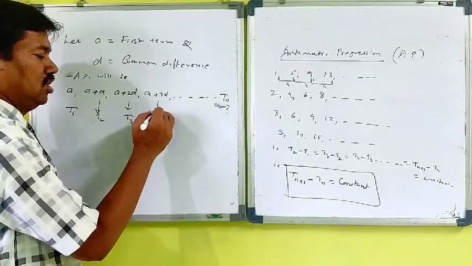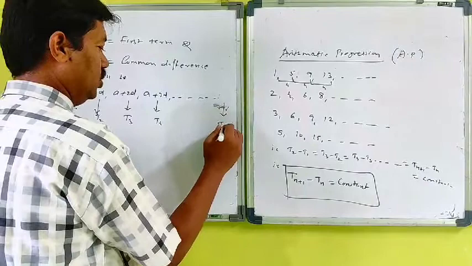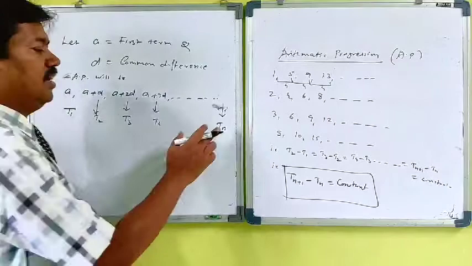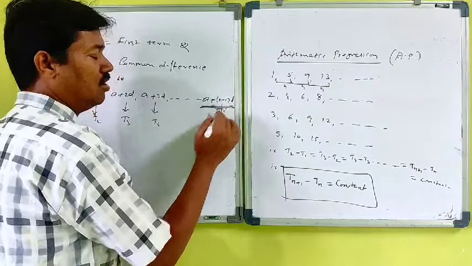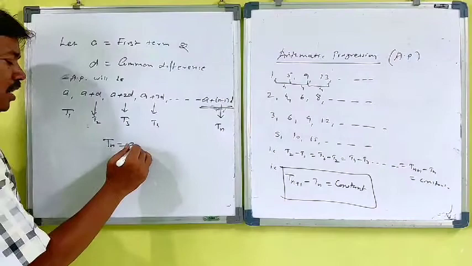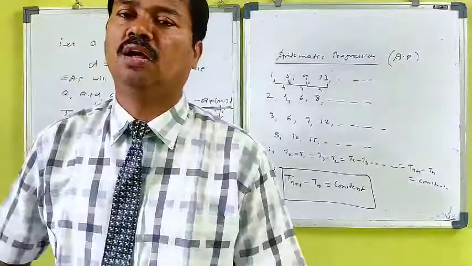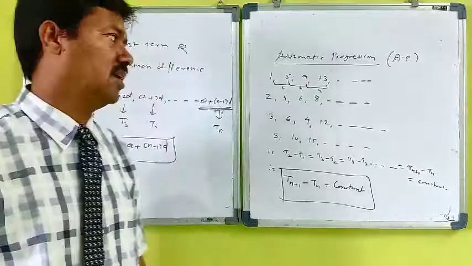So what should Tn be? Following the pattern, T4 has 3D, T3 has 2D, T2 has 1D. So Tn should be A plus (n minus 1)D. That's the first formula in AP. Tn is always given by A plus (n minus 1)D. So that is the first formula for Tn.